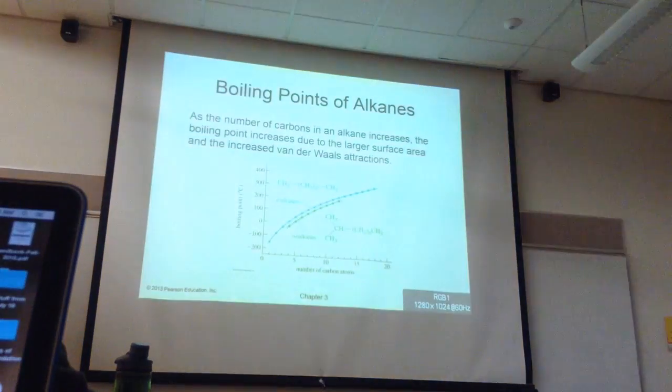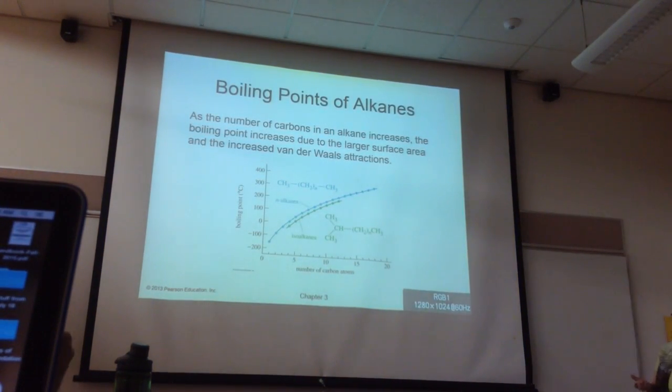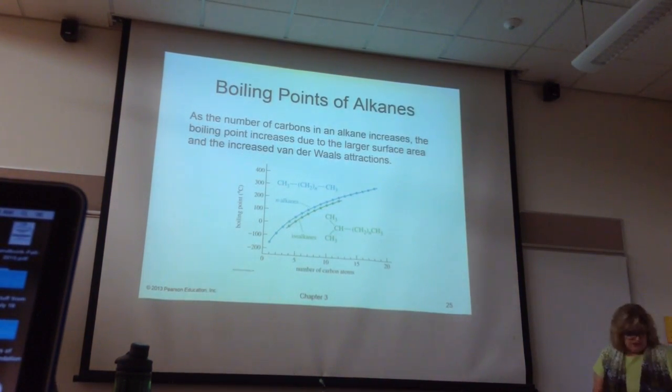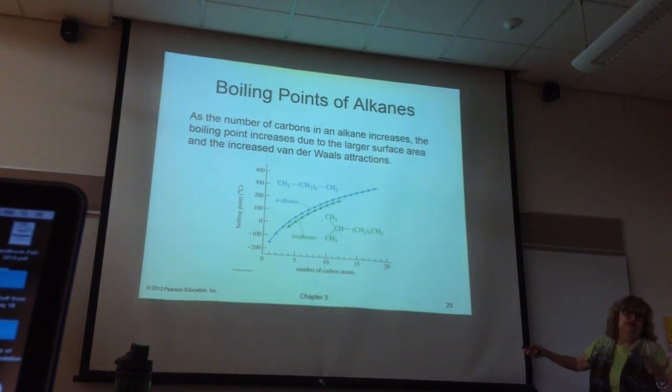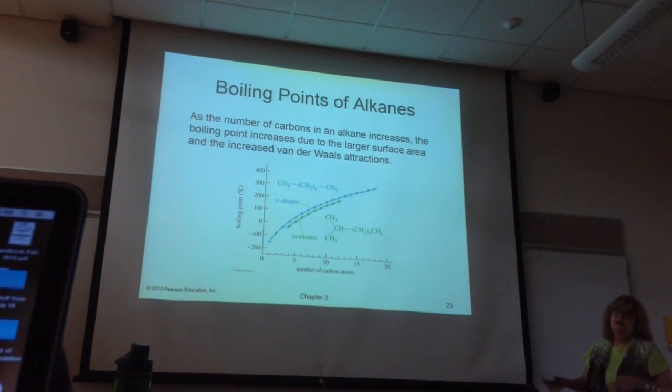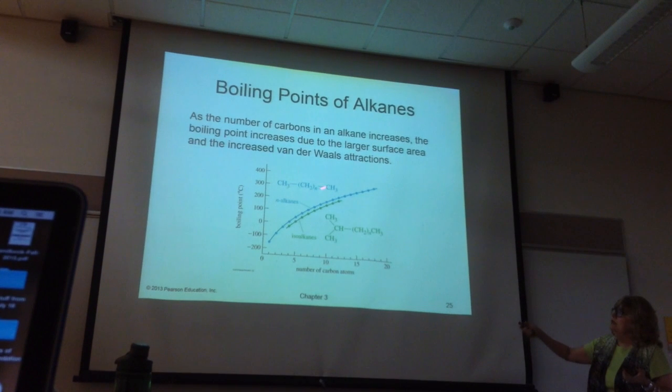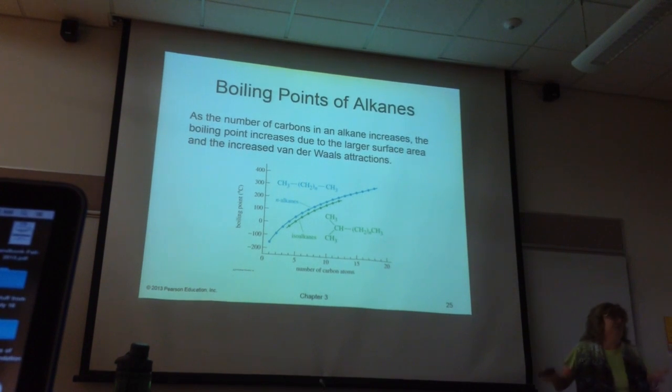So the first one is the boiling point for these alkanes. Remember, we're in the chapter of alkanes. And what we find, and it makes a lot of sense, is that as the compound gets larger, the boiling point is increasing. That makes sense, right? With an increase in size and in mass, there is an increase in boiling point temperature. Is everybody okay? That makes sense, that's a trend.